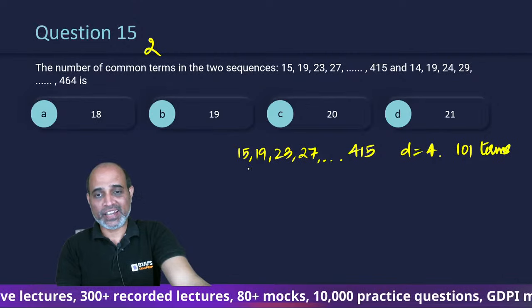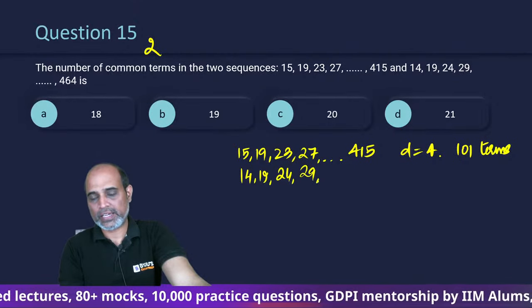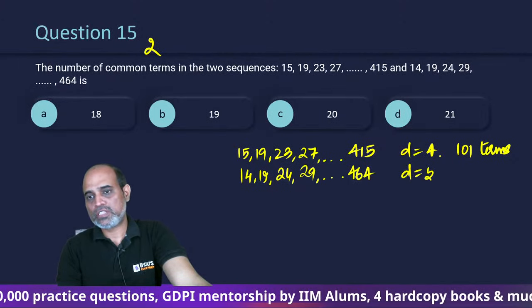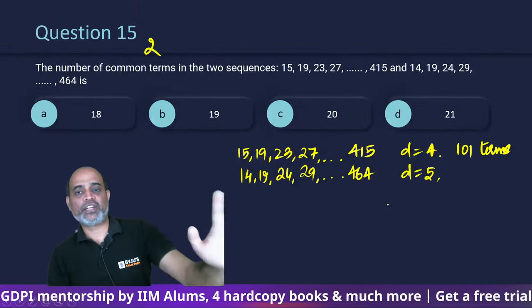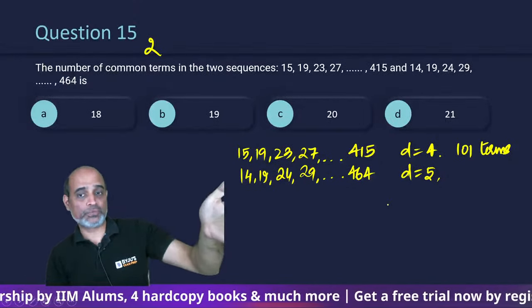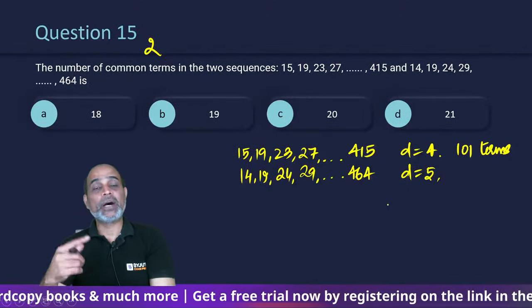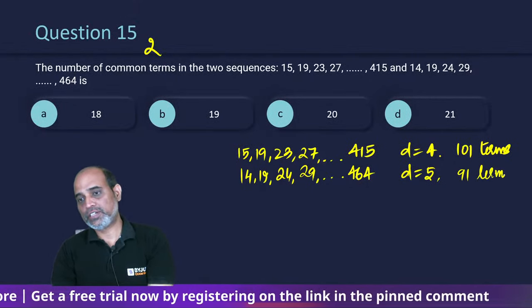If I look at the next series, it starts from 14, 19, 24, 29 and so on, and goes up to 464. Here the common difference is 5. So if I subtract 14 from everywhere, you will find that it starts from 0 and ends at 450, and it is a jump of 5. So you will find that there are a total of 91 terms.